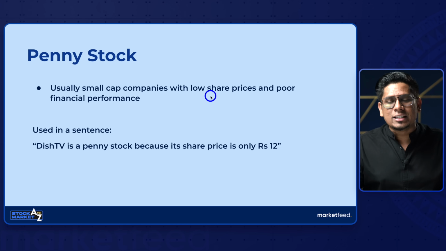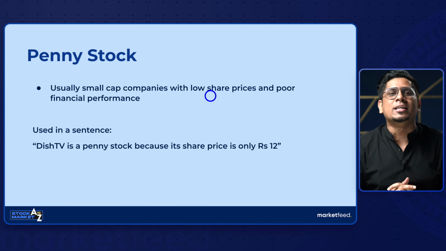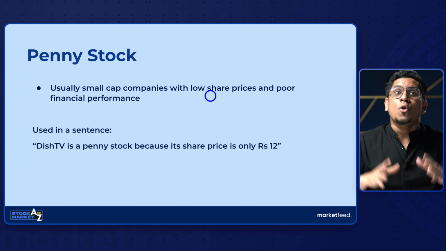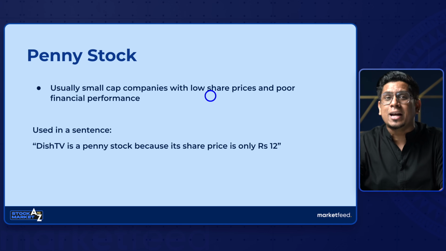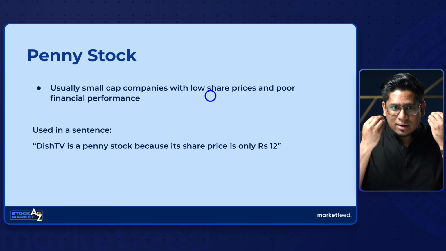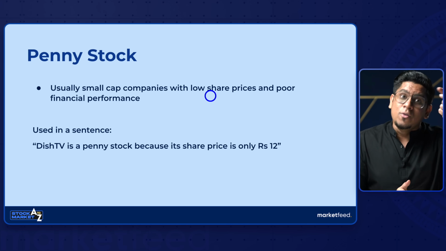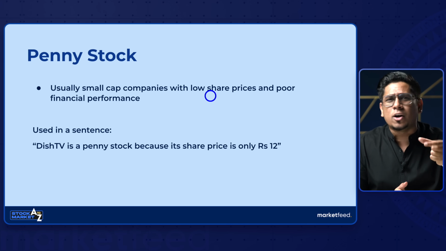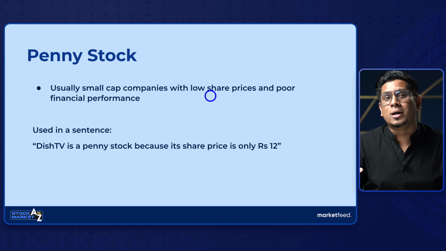But there are two things to it. Normally, this is the actual literal definition of a penny stock. But normally when we see beginners, whichever company whose share price is below 20 rupees or 10 rupees, people call it a penny stock. But to be theoretically right, a penny stock has to have a very low share price, like 5 rupees, 10 rupees, 50 rupees, and it should have poor financial performance also.